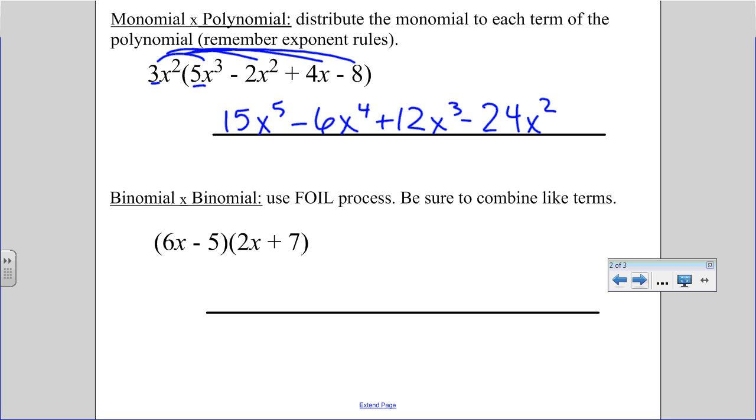When it's a monomial, more than likely your final answer will already be in standard form, and you're not going to have any like terms to combine. A binomial times a binomial, you guys know to use FOIL. It's just the distribution that we've always done. And then what you have to remember to do is combine like terms at the end. So we're going to have 12x squared from 6x times 2x, and then 6x times 7 is 42x.